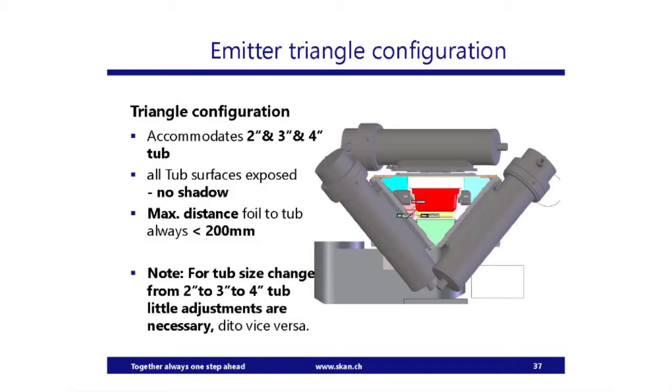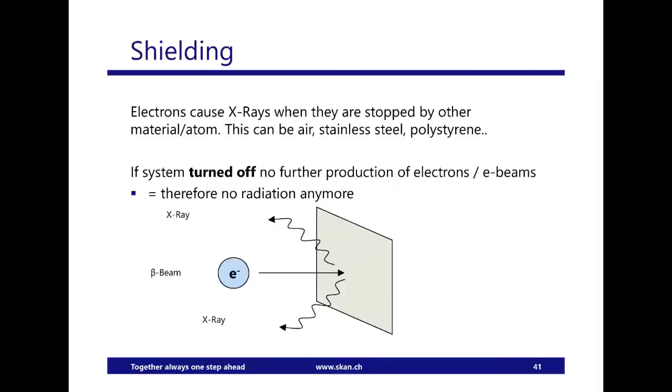Shielding is important, as I said before. The electrons cause X-rays when they are stopped by other materials or atoms. Everybody remembers physics in school. There's an electron flying in the outer shell of the atom. It hits another electron, gets stopped, Bremsstrahlung creates X-rays, and this is what we need to prevent people from. But very important is, if we turn off the system, there's no further production of electrons anymore. So it's not like a nuclear power plant where, once it is running, you always have contaminated surfaces. If power is switched off, finished with X-rays, nothing happens.